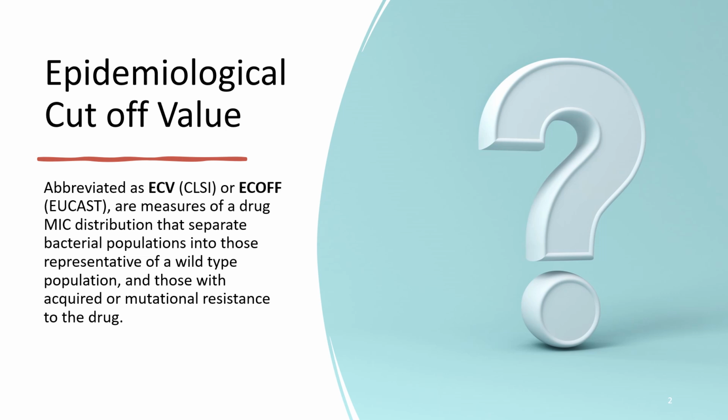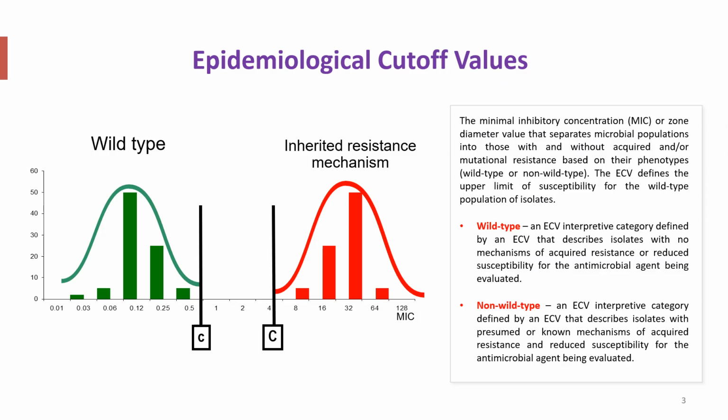They are measures for drug MIC distribution that separate the MIC distributions of the bacterial population into those with wild type and those with non-wild type. What do we understand by wild type? Wild type are those bacterial populations of MICs which have no resistance mechanisms, while non-wild type has inherited resistance mechanisms. For example, when you plot the MICs of the bacterial population, the lowest MICs have no resistance mechanisms and they come under the wild type, wherein we have the cutoff.